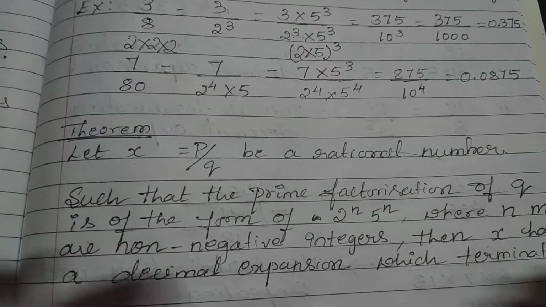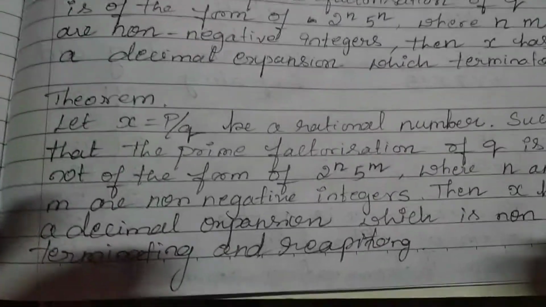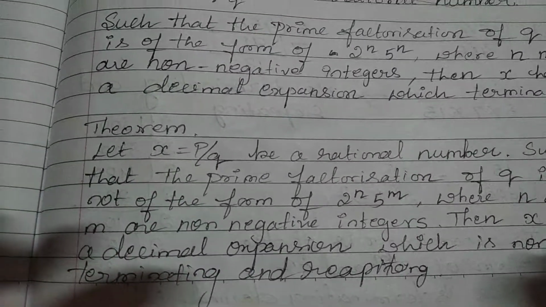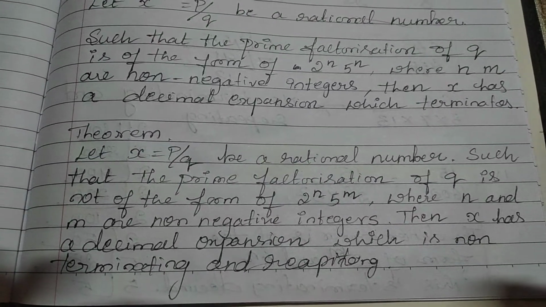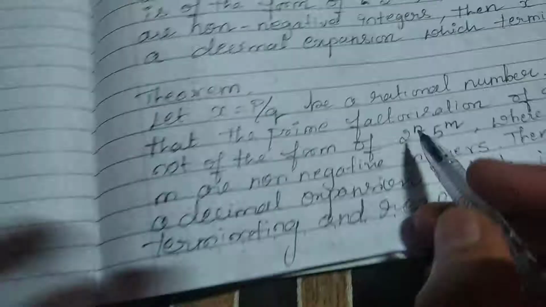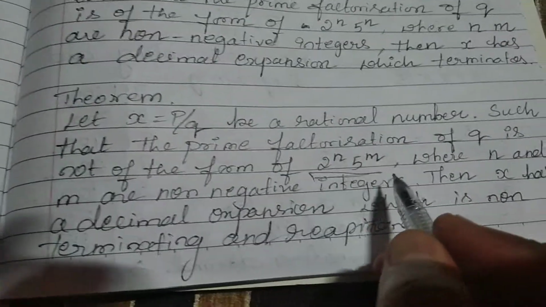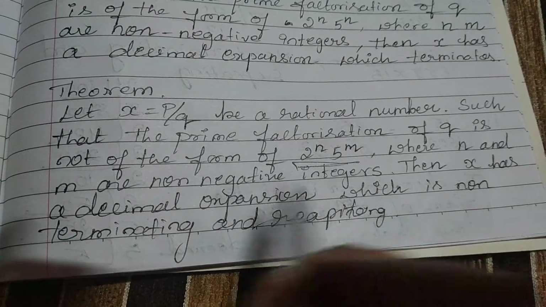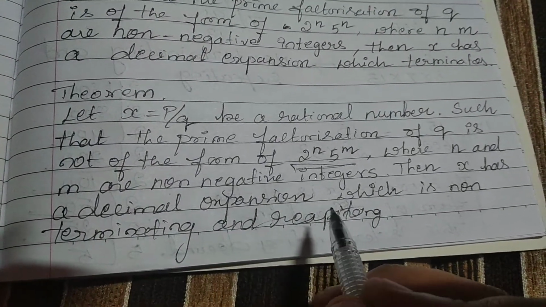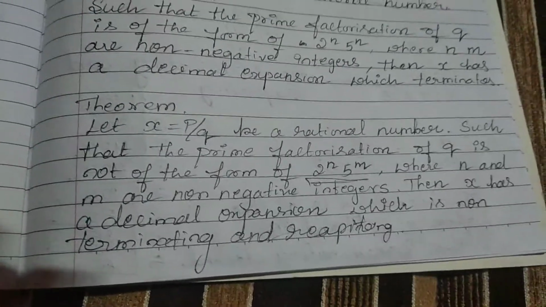Okay, so this theorem is a converse theorem. Let us take x = p/q to be a rational number whose prime factorization is not of the form 2 to the power of n, 5 to the power of m, where n and m are non-negative integers. Then the decimal expansion is non-terminating and non-repeating.